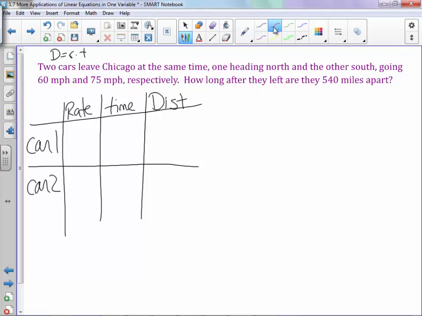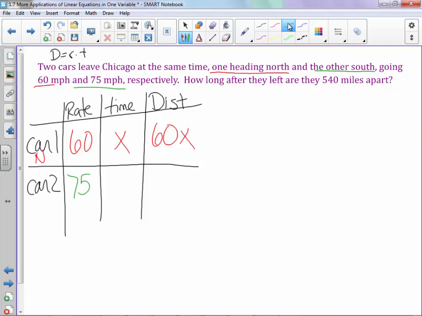So our first car, let's look at the one that's heading north. If you wanted to, you could call this the north car, that's fine. The north car is going 60 miles per hour. We don't know how long he drove, so that's our x. So we've got 60x here. The second car is going south 75 miles per hour. Once again, we don't know how long he drove, so x, 75x.